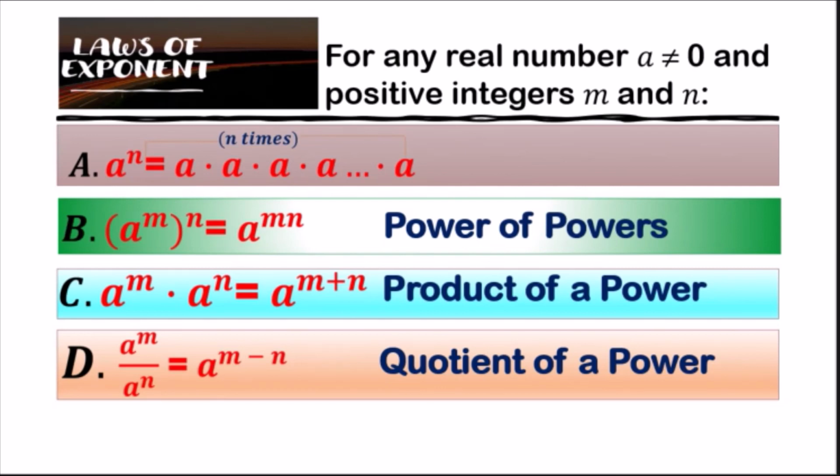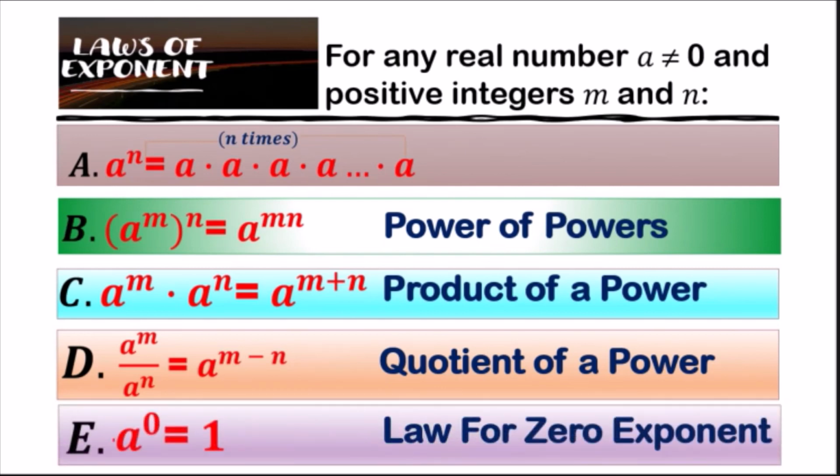And for our fifth law, a raised to 0 is equal to 1. That is the law for zero exponent. Any non-zero number raised to 0 is equal to 1. There are still other laws of exponents which you will learn in grade 9. For now, you have to learn first the basic laws discussed in this video so that you will be able to understand other laws to be discussed in higher grade level. The laws of exponent, we are going to use this concept as we multiply and divide polynomials.